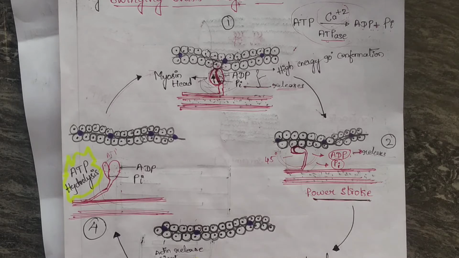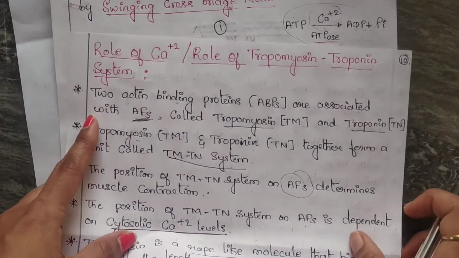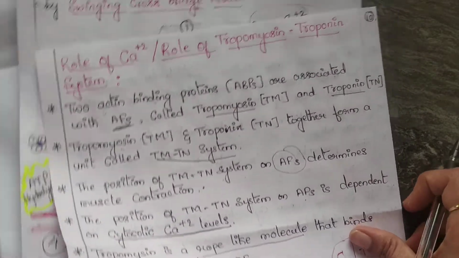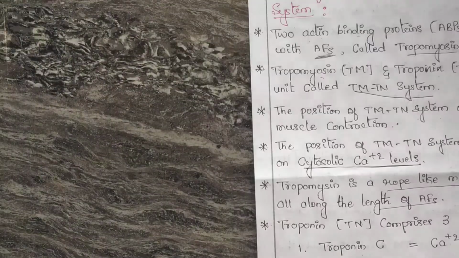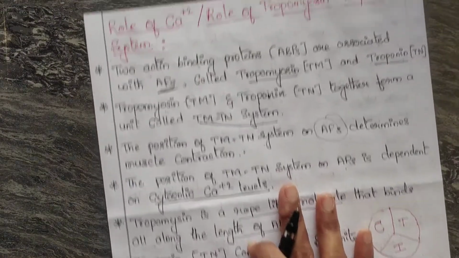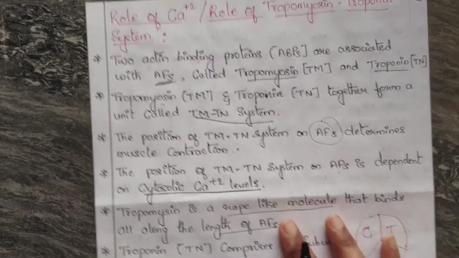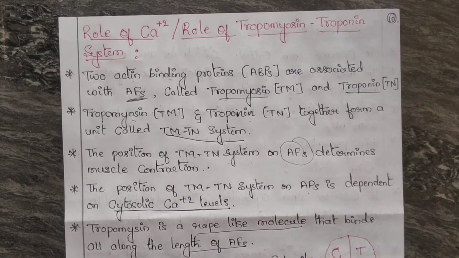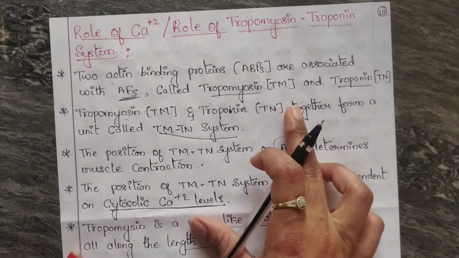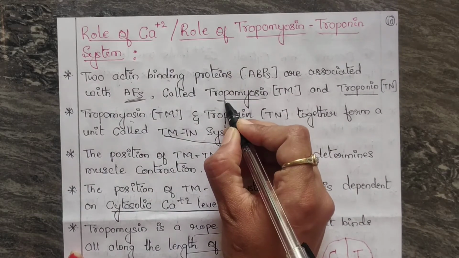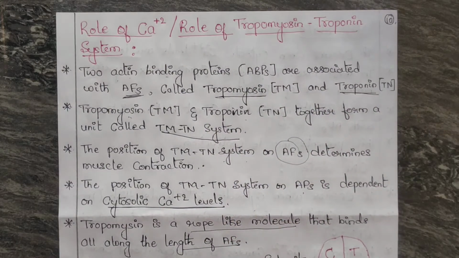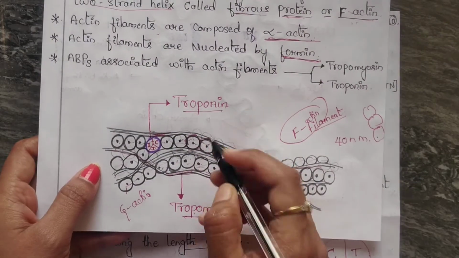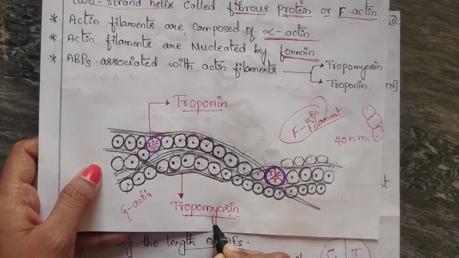Let us go on to the role of calcium, the role of tropomyosin and troponin. Here what happens, the two actin binding sites, we already explained in the previous video that there are two actin binding proteins. Which are those? Those are tropomyosin and troponin.